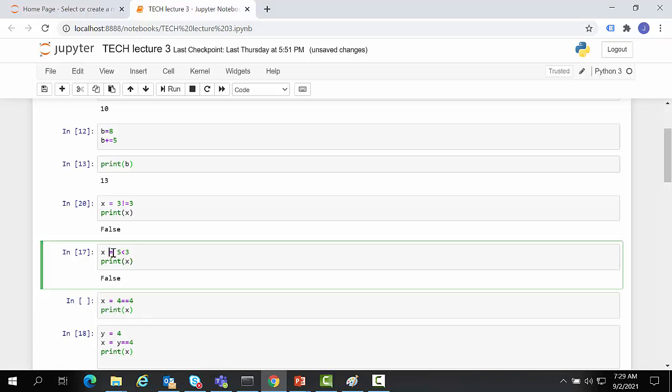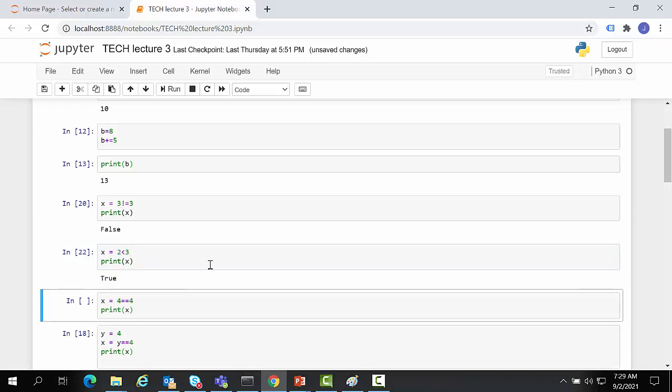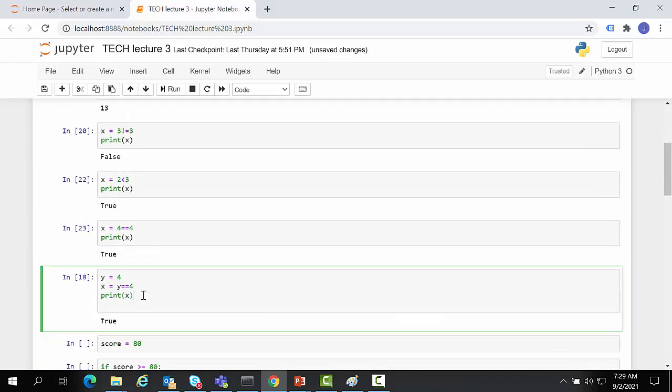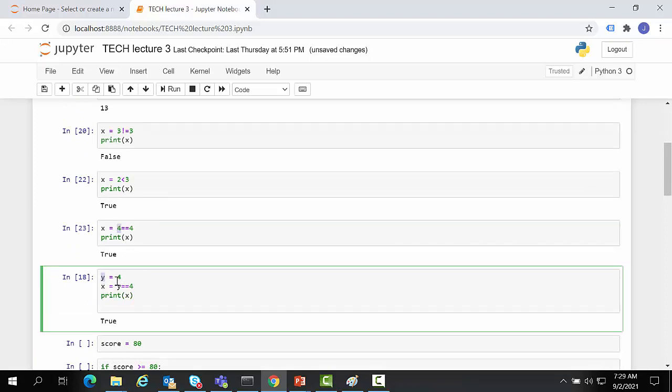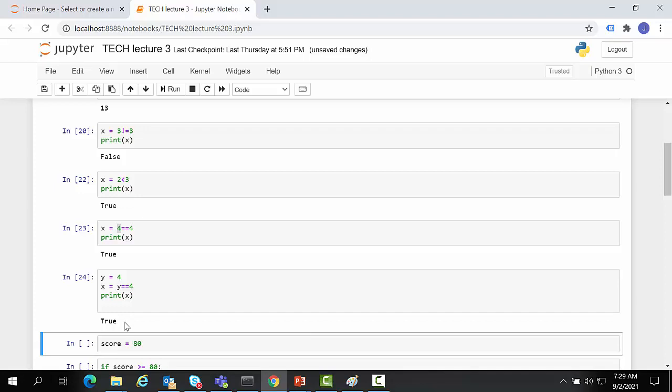Next, same thing. We are asking, is 5 smaller than 3? If the answer is no, then x is false. And when you print x, you will see false. If you change it to greater, it becomes true. So is 4 equal to 4? If the answer is yes, then this will be true. And you can also replace one of these numbers with a variable. So here y equals 4, so 4 equals y is true because y is essentially a 4. And if the answer is yes, then x is true.